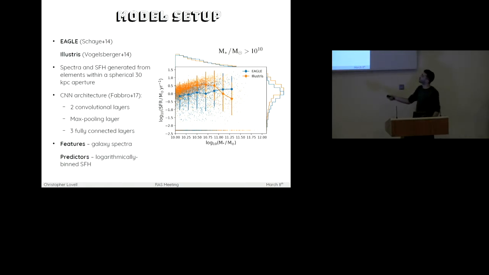We've heard an awful lot about CNNs today. So we use a CNN architecture, but applied to just these 1D spectra rather than 2D images. If you're interested in that, come speak to me afterwards. Our features are the galaxy spectra, and for our predictors, we logarithmically bin the star formation history back in time, so that we sample more recent star formation more finely than older stellar populations.